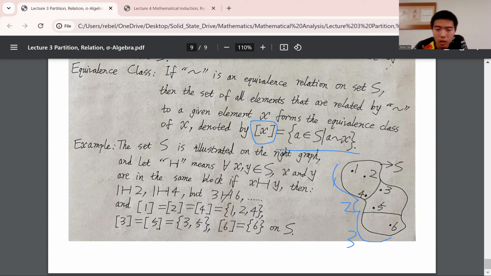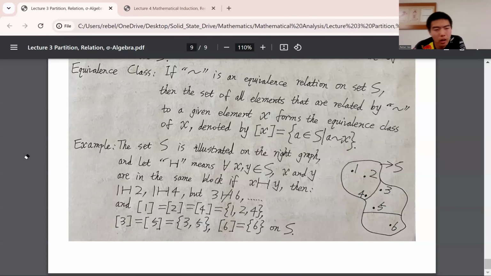And let's see what the equivalence class means here. Let's say 1 is related to 2, 1 is related to 4, but 1 is not related to maybe 5, maybe 6. That's not related.